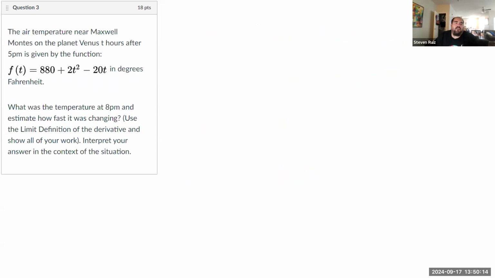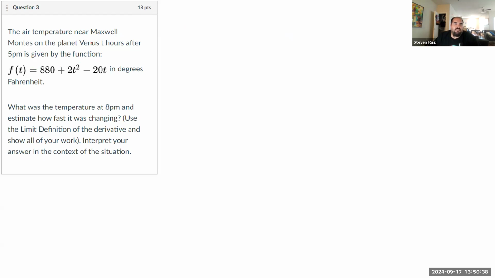All right, moving on to question 3. The air temperature at this point on the planet Venus is given by this function. So what was the temperature at 8 p.m. and how fast was it changing? We have a couple different questions there. First, what was the temperature at 8 p.m.? So let's be careful here.